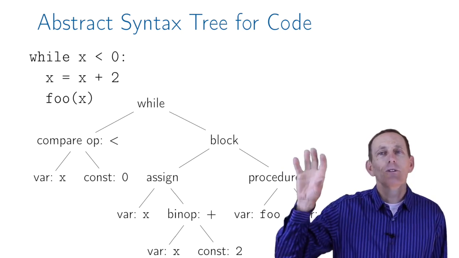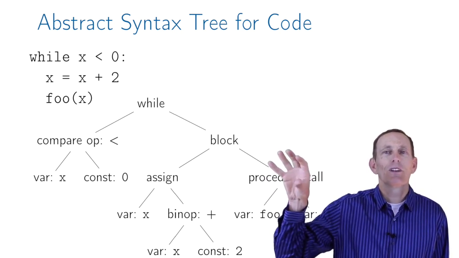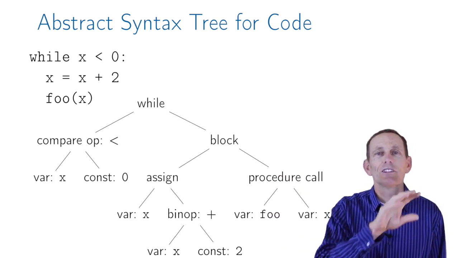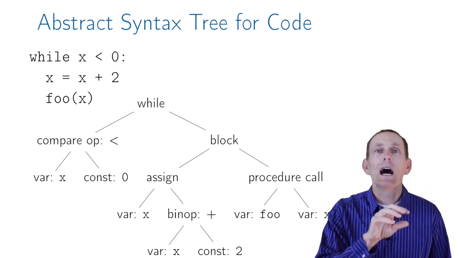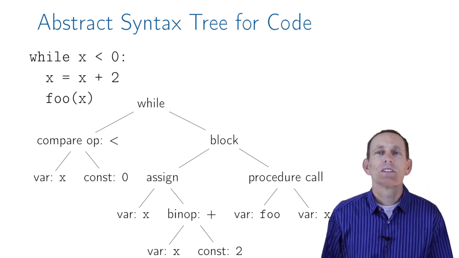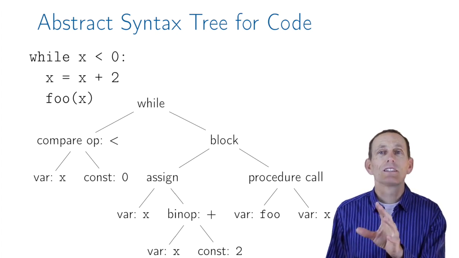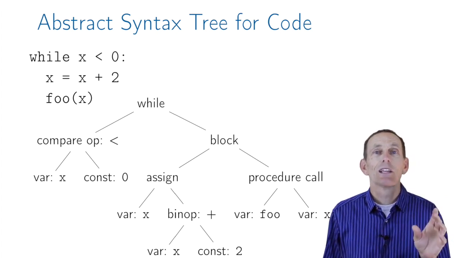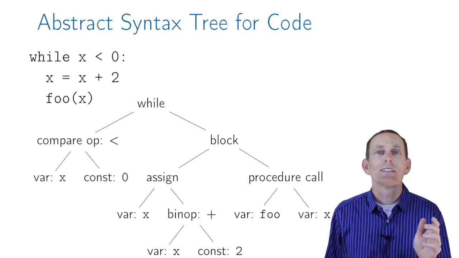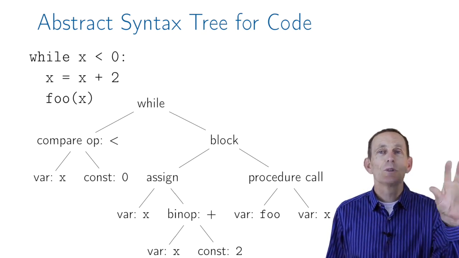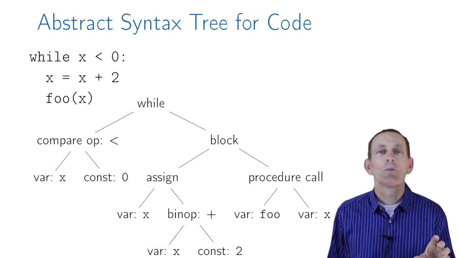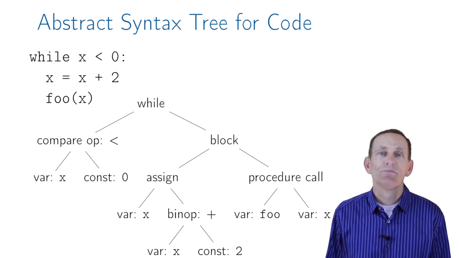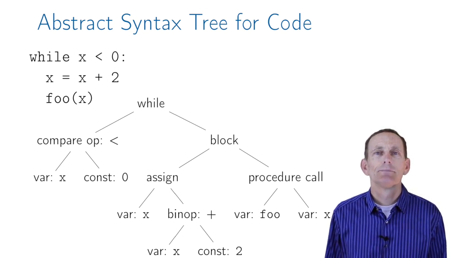to execute. So the condition is x less than 0, so a comparison operation, the variable x and the constant 0. And then the statement to execute, well, it's actually multiple statements, so we have a block. And in those blocks, we have 2 different statements, an assignment statement and a procedure call. The assignment statement, the left child is the variable we're assigning to, which is x, and the right child is an expression, in this case, x plus 2. The procedure call, the left child is the name of the procedure, and subsequent children are the arguments to that procedure. In our case, we just have one argument, x.